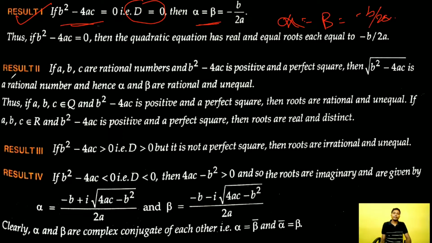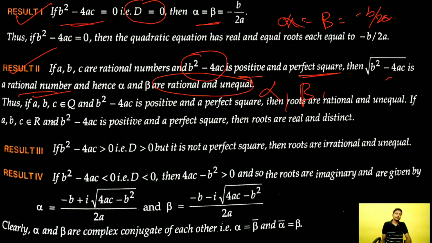Okay, result 2. If b square minus 4ac is positive and a perfect square, then the square root of b square minus 4ac is a rational number. So the two roots alpha and beta will be rational and they are unequal. Result 3. If b square minus 4ac is greater than 0 and not a perfect square, then the two roots alpha and beta will be irrational and unequal.